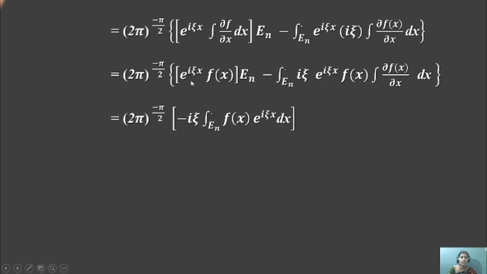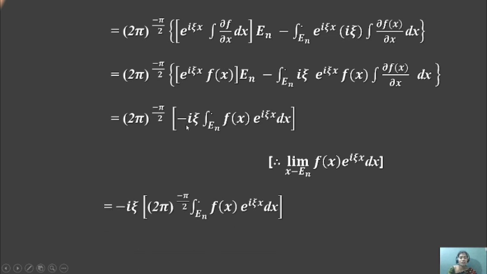Then you know that this value will be put in the form, that is 1 upon root 2 pi, minus i xi times the integral of f of x e to the power i xi x dx. This value is obtained because of the limit as x tends to infinity of f of x e to the power i xi x. This value changes as a condition. Hence we use only one value, and this value does not get added to the form.